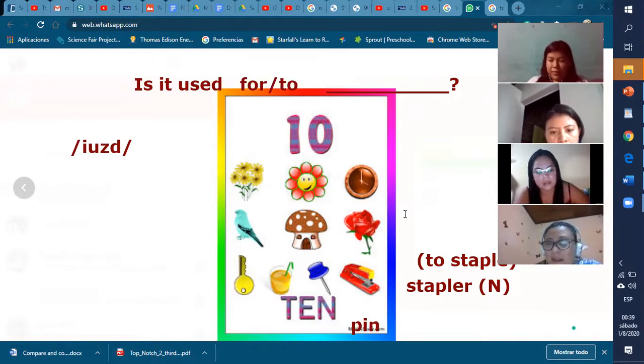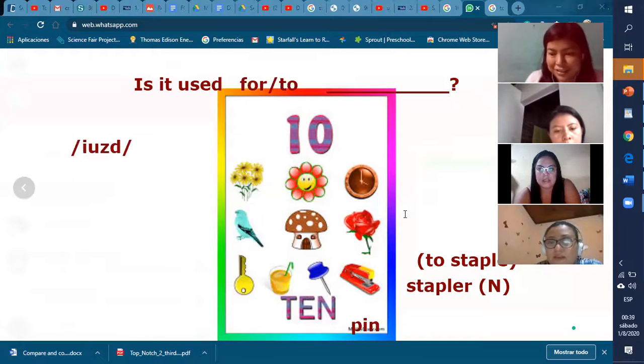Is it used for decor the garden? No, it's not. For decorating, sorry. For decorating the garden. That is not a question. Is it used to have like a pet? No, it's not.